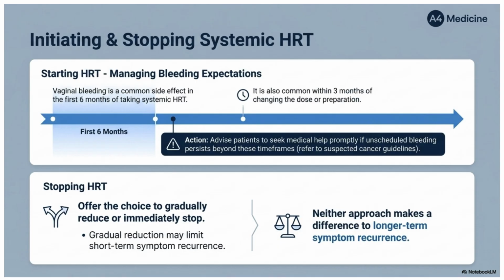Systemic HRT should be stopped if breast cancer is diagnosed, with further menopause management coordinated through the breast cancer and menopause teams. Local vaginal symptoms may still need treatment, but this requires an individualized plan based on the cancer type and current therapy.